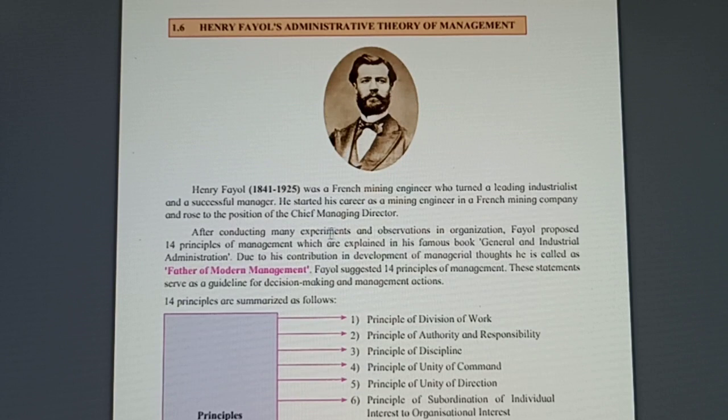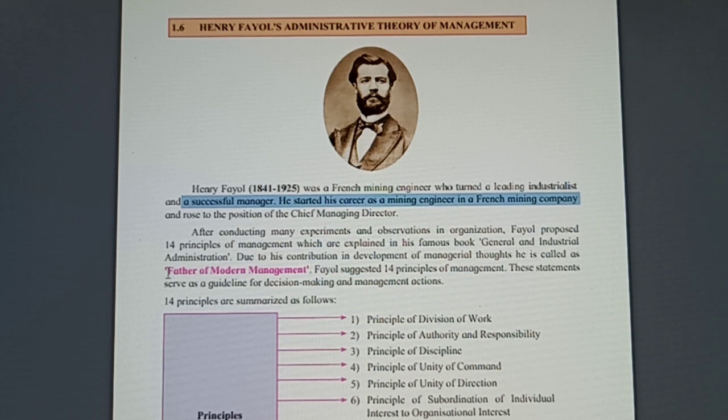So who was Henry Fayol? Henry Fayol was a French mining engineer who turned a leading industrialist and a successful manager. He started his career as a mining engineer in a French company and rose to the position of chief managing director. At that time also he saw that if we use all these principles in an organization, you can get the desired results.